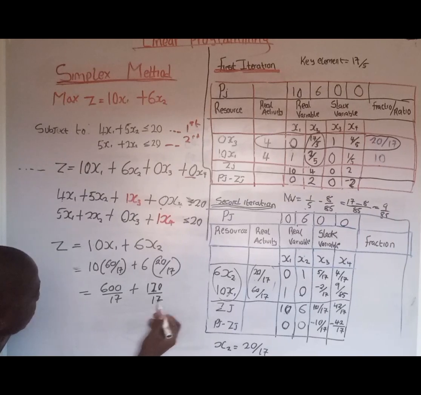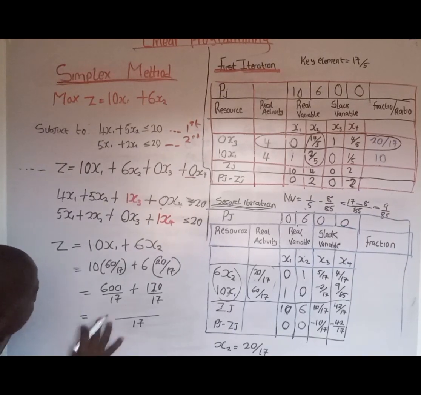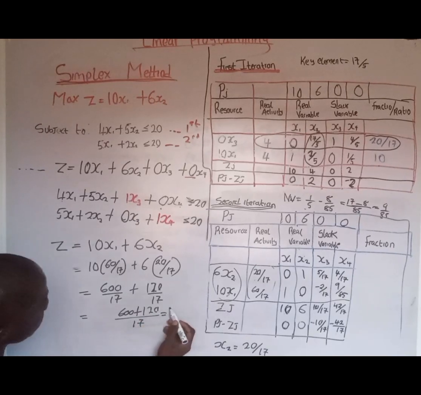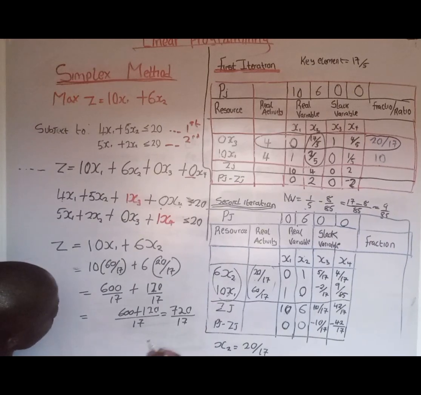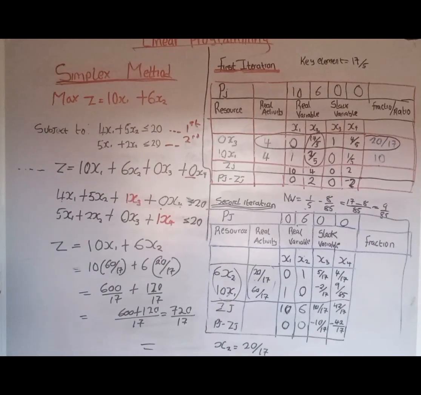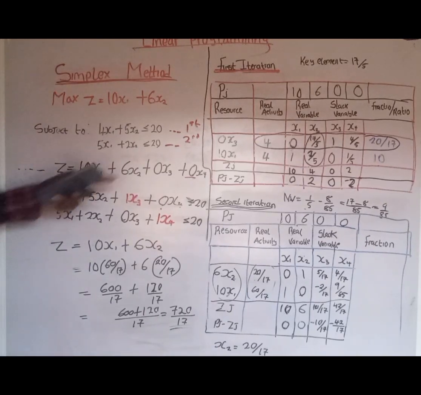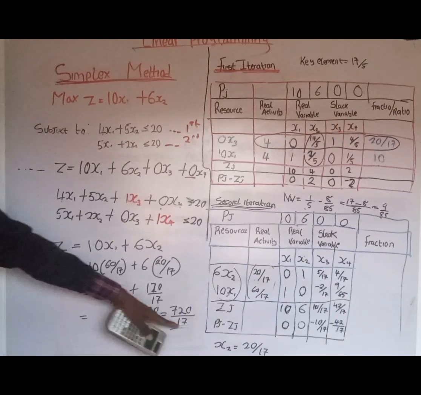So the LCM is 17. 17 divided by 17, 1 multiplied by 600, plus 17 divided by 17, that is 1 multiplied by 120. So 600 plus 120 is 720. 720 divided by 17. So the solution is 720 over 17. You can put it in decimal form or in fractional form, but I decided to put it like this. So the solution to this question is this.